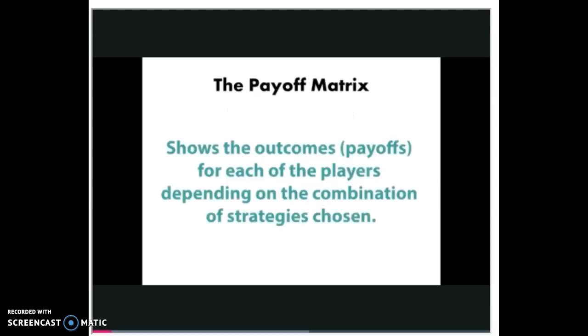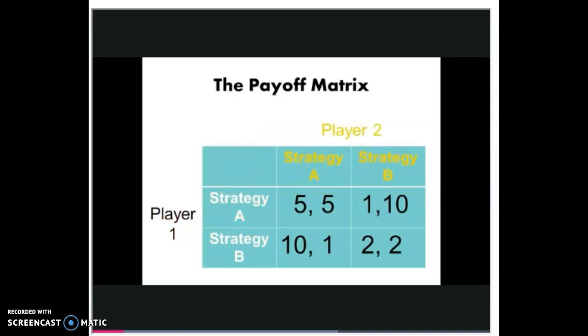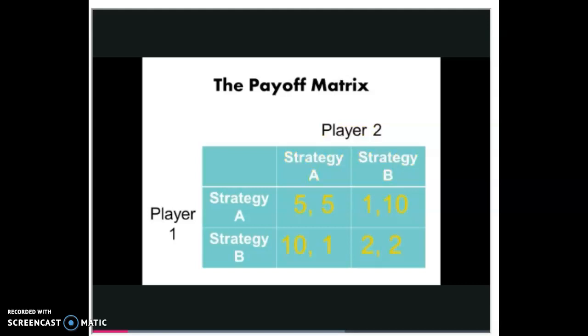The payoff matrix shows the outcomes, or payoffs, for each of the players depending on the combination of strategies chosen. The left column shows the possible strategies for player 1, strategy A and strategy B. For a business, strategy A might be charging a high price and strategy B might be charging a low price. The top row shows the possible strategies for player 2. Again, strategy A and strategy B. The numbers in the boxes are the payoffs. The payoffs on the left are for player 1. The payoffs on the right are for player 2.